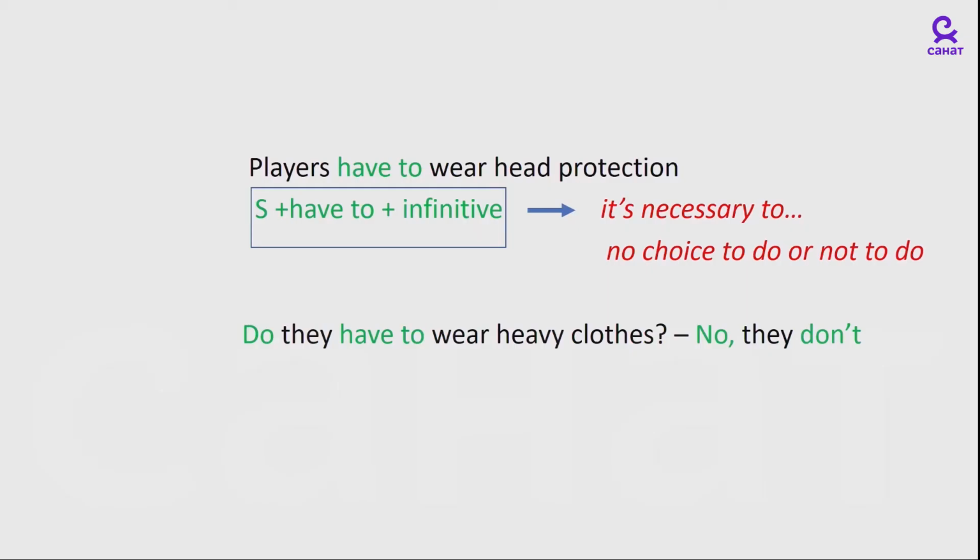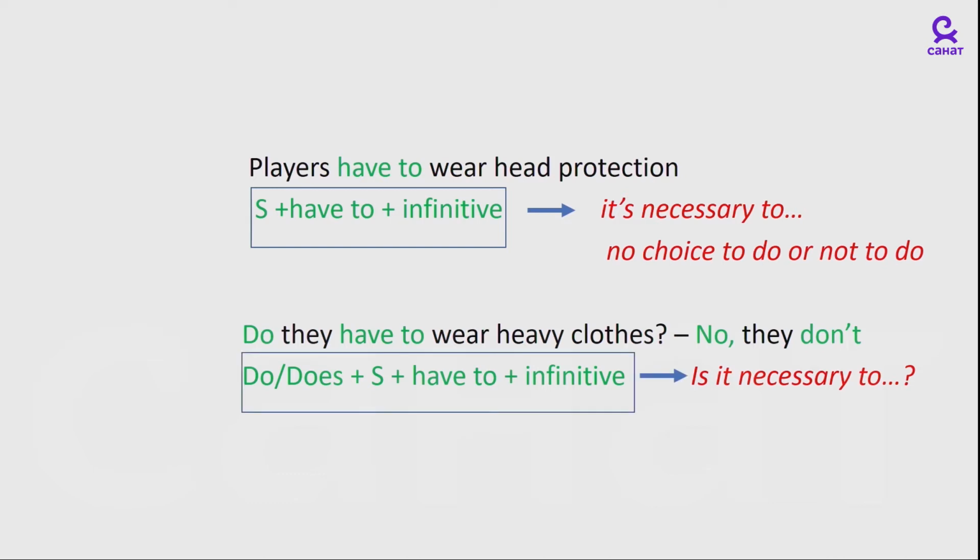Do they have to wear heavy clothes? No, they don't. Formula: do, does, plus subject, plus have to, plus infinitive. And I use this structure to ask, is it necessary to do something or not? And lastly, if I want to say that something is not necessary to do, for example, it's not necessary to wear heavy clothes: they don't have to wear heavy clothes.